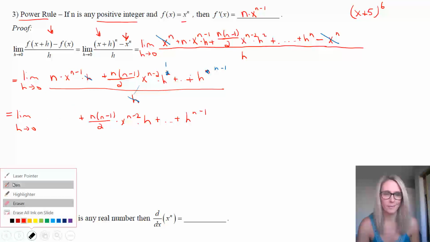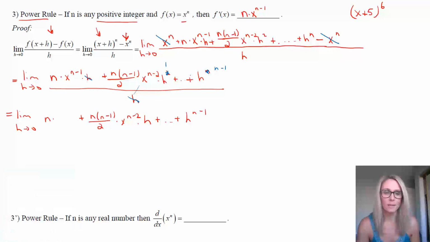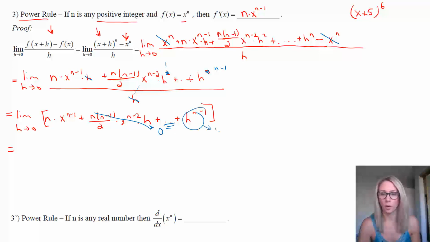So the reason why this is important is because now we can take our limit. Now we no longer are dealing with a division by h. So every term but the first one has an h in it. So when we take the limit, this whole thing's going to go to 0. Every term in between goes to 0, and this term goes to 0 because they all have h.